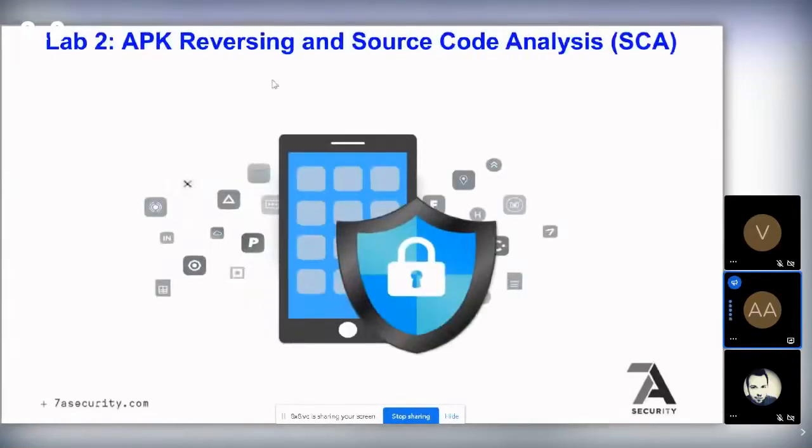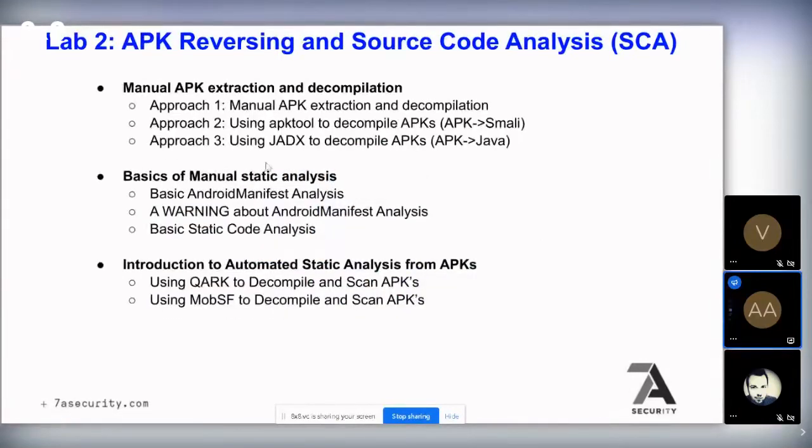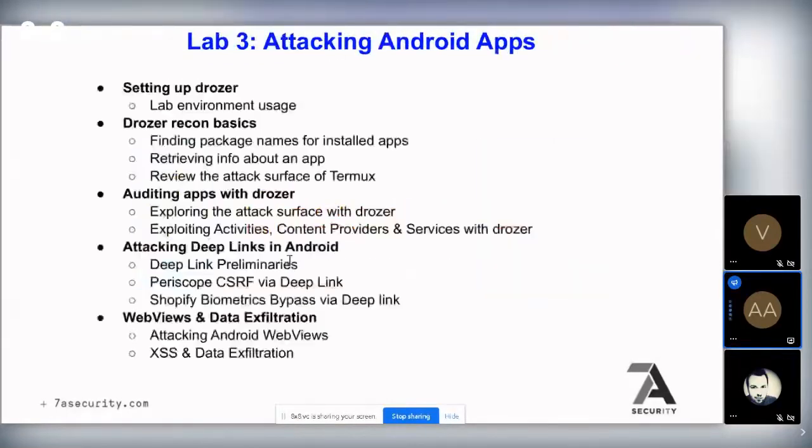And then in Lab 2, we talk about reversing and source code analysis. Here we will do some of this stuff today. We will look at the Android manifest a little bit, and we also check some automated tools like Quark, MobSF and others, right? Then in Lab 3, attacking Android apps. Some of this is what we're going to cover today.